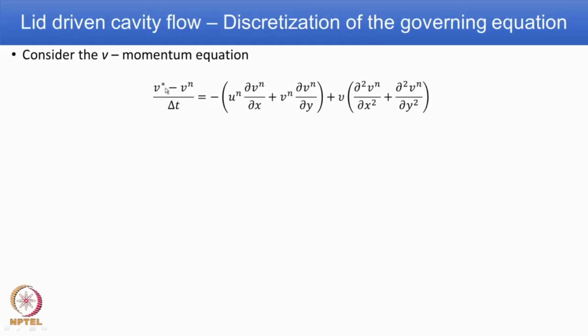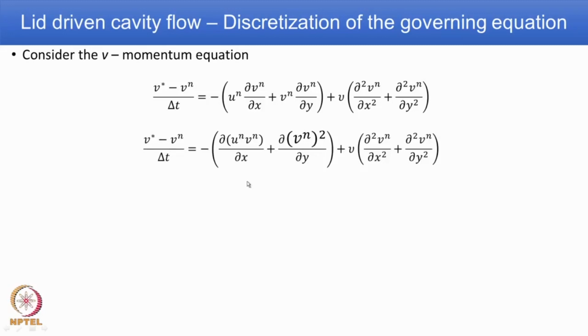So, it is V star minus V n by delta t equal to the convection term, which is brought from the left side to the right side. So, u n dou V n by dou x plus V n dou V n by dou y with a minus sign, because it is brought from the left side, plus the viscous diffusion term as shown here. We mentioned we are solving explicitly. So, all the superscripts for the other quantities are n.